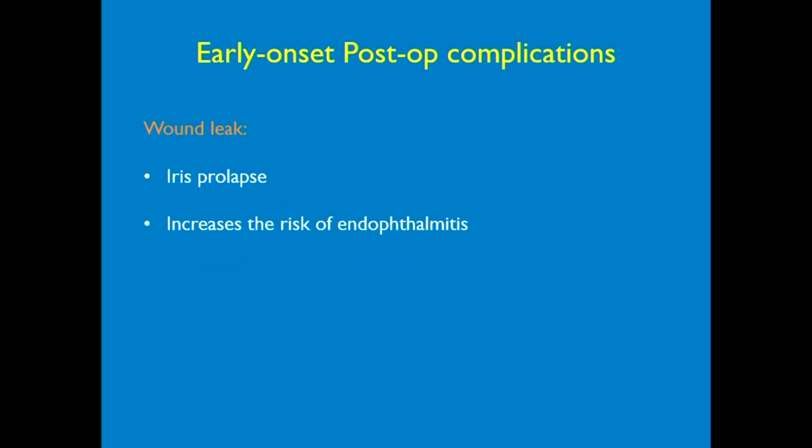Wound leak is something we don't see very often because we suture all the cases of pediatric cataracts, but it could lead to iris prolapse and increase the risk of endophthalmitis, apart from the fact that you have to take the child for a second GA very early, so best avoided.